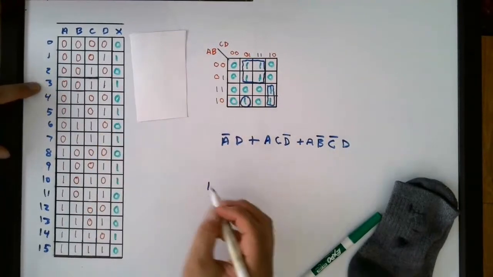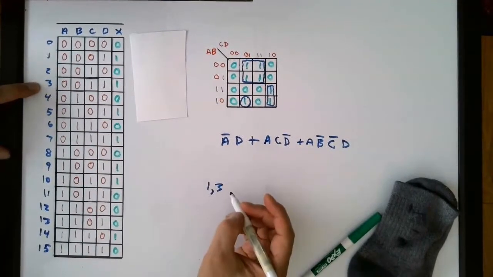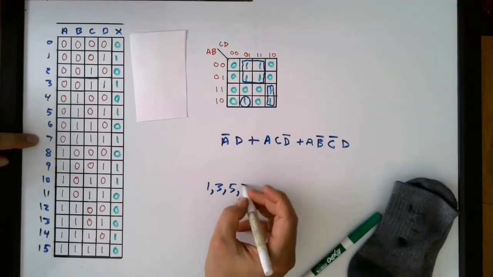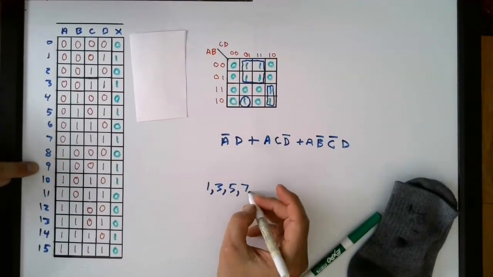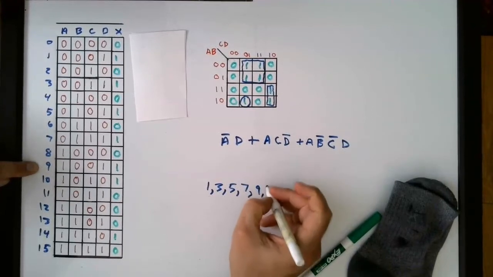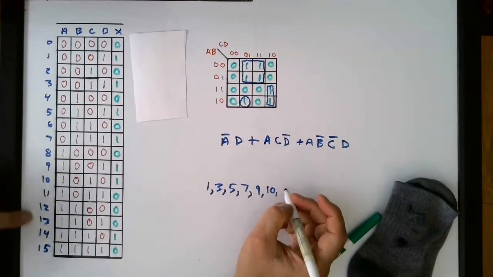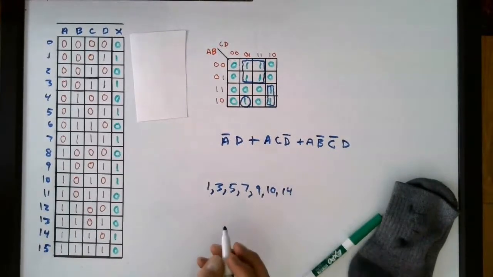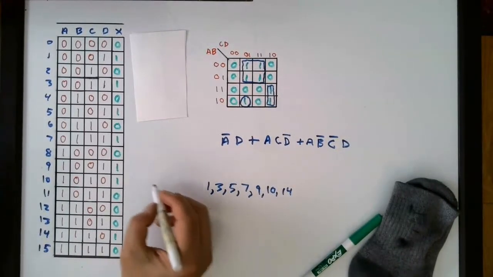Okay, 3, 5, 7, 9, and 10, and 14. Now to write this more formally, what we could say is something like this.